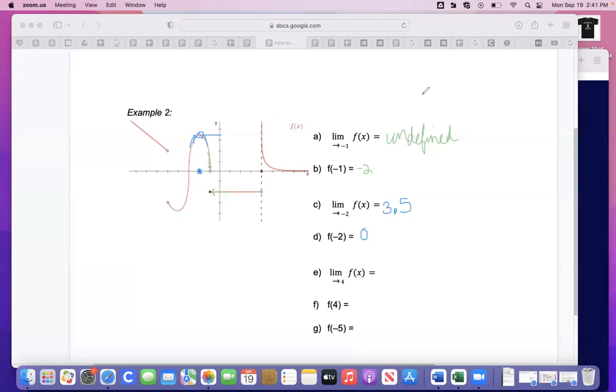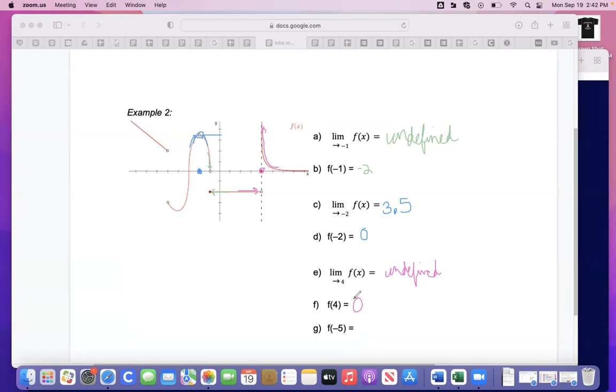Okay, next one, let's go to 4. All right, the limit as we approach 4. As we can see in this graph, we have it approaching something over here, and then we have an unbounded graph over here. So we have an asymptote, which means that it is undefined at 4. Now, what is the value at 4? Is there a closed circle at x equals 4? And there is one right here. So it would be 0.